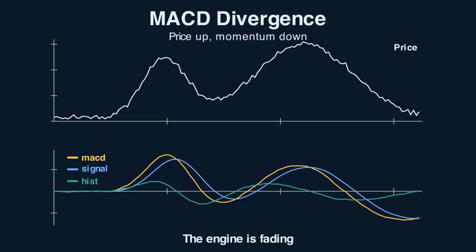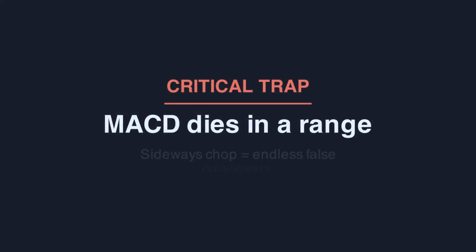The highest quality version shows up at a key level. Price hits resistance, makes a marginal new high, and the histogram clearly diverges. Combine that divergence with a break of short-term structure and you've got a reversal setup with a tight, logical stop and room to run.